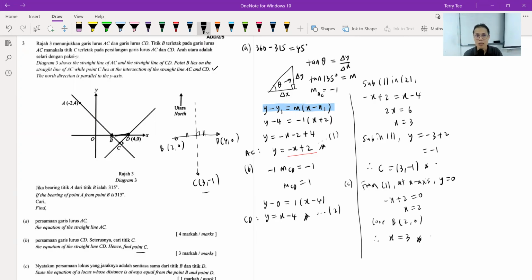I know some people may say to use PB equals PD, use the equation of locus. You don't have to do that because we can already see from this diagram, yeah, this will be your perpendicular bisector. And since it passes through C, the x coordinate of point C is 3. So the equation is just x equals 3.